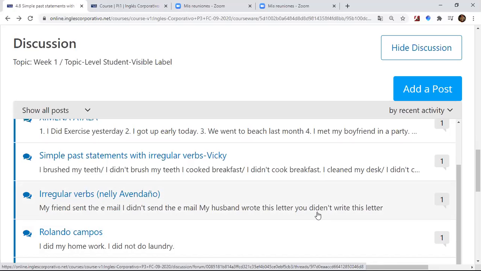Help me, please. Eliminar la E. Ah, yes. Elimination of the E here, right? Solo un errorcito de dedo, ¿verdad? And periods, no se le olvide poner los puntos, right? My friend sent the email, punto acá. I didn't send an email, punto. My husband wrote this letter, punto. You didn't write this letter, punto, right?